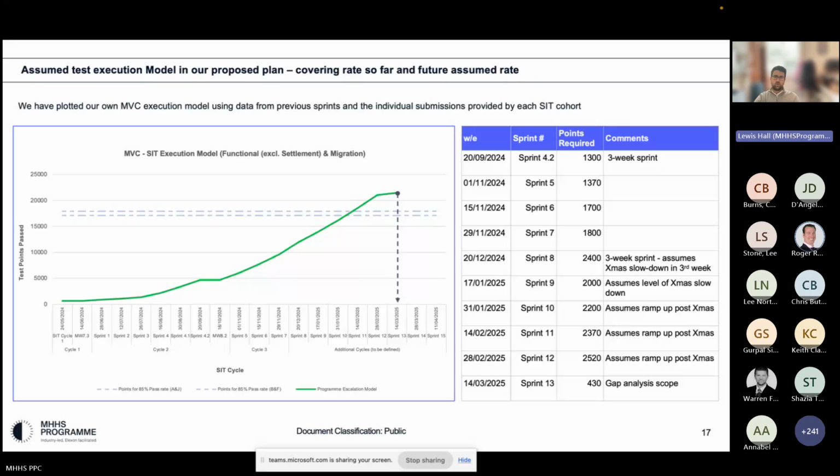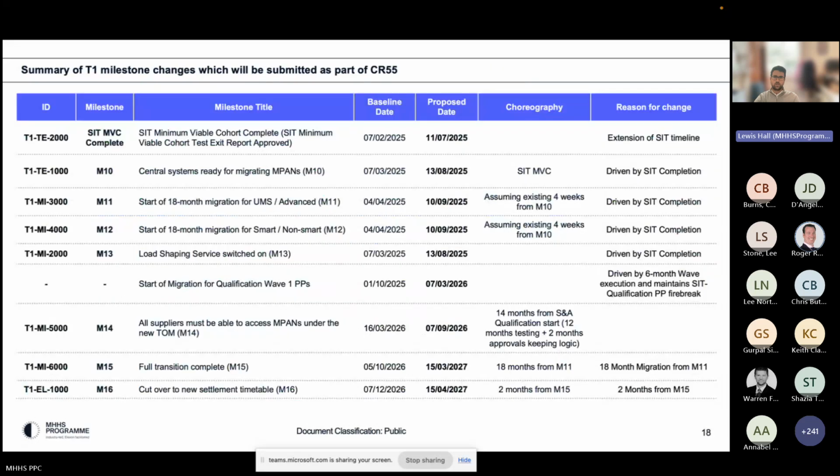If we just move on then to the next slide, and I'll canter through these. This one here shows the milestones through to M16, basically the tier 1 milestones, and you've got the baseline date in the current plan, and then the proposed date as well. We've also added the start of migration for qualification wave 1, so that's shifted by about 5 to 6 months to at the moment the 7th of the 3rd, 2026 from the 3rd of the 10th, 2025 in the current plan.